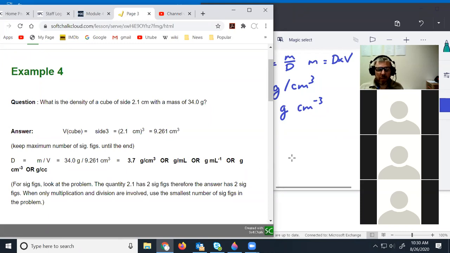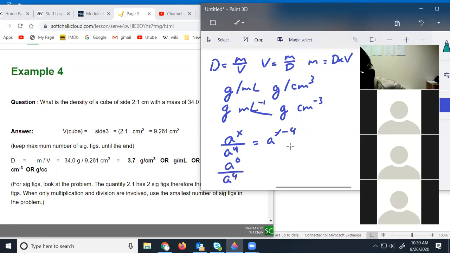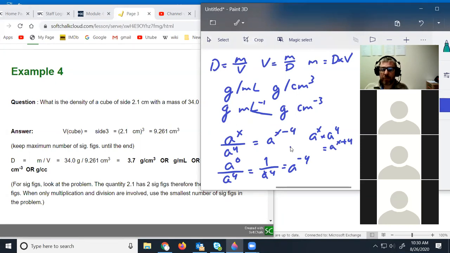So the rule I'm working from is this: a to the x over a to the y equals a to the x minus y. So if you've got a to the 0 over a to the y, that equals 1 over a to the y, which is a to the negative y. This is one of those power rules. You know, a to the x times a to the y equals a to the x plus y as well, when it's the same base. So that's where that's coming from.